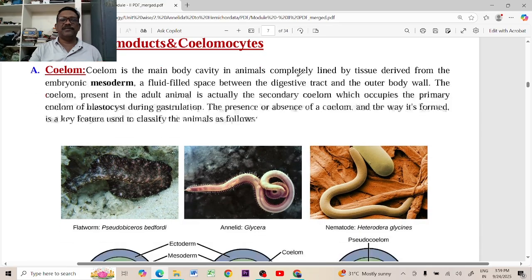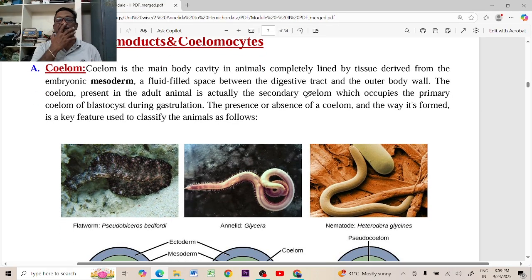The coelom is the body cavity that is developed from the mesoderm. During embryonic development, at the stage of gastrulation, the mesoderm splits. In the case of Annelida, Arthropoda, and Mollusca, the mesoderm splits and forms the body cavity that is called the true coelom, also called schizocoelomata.